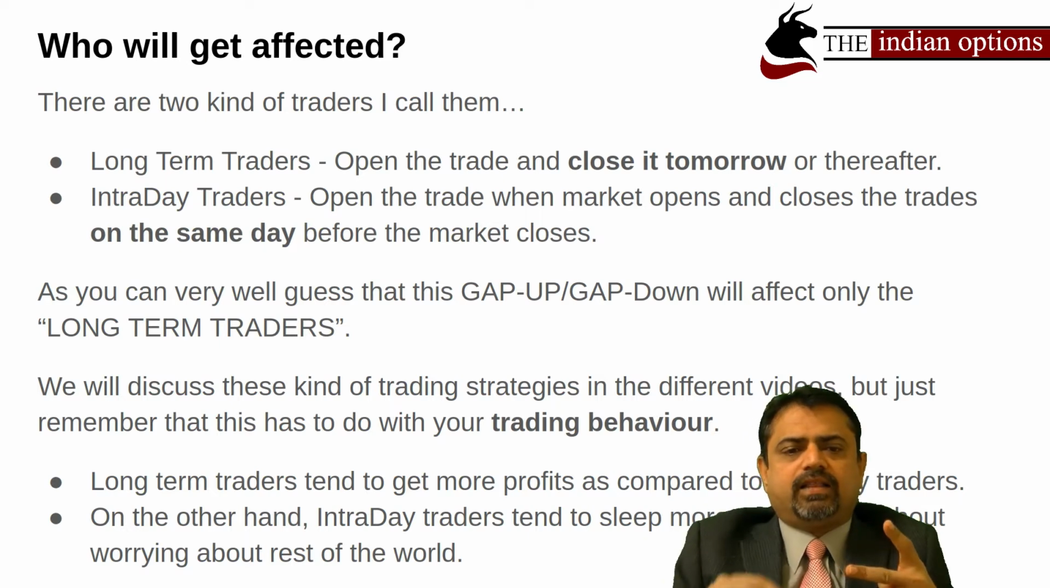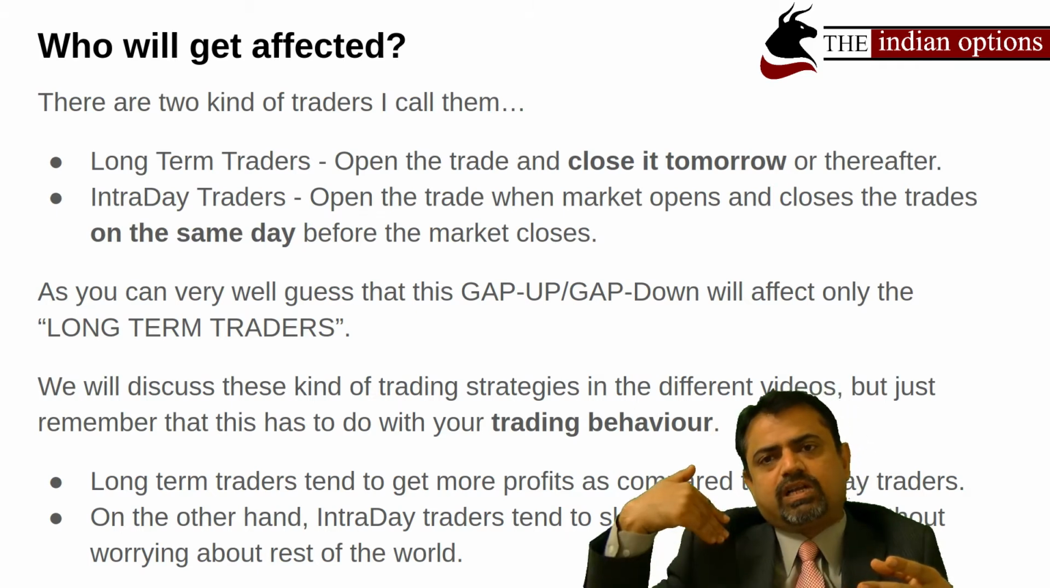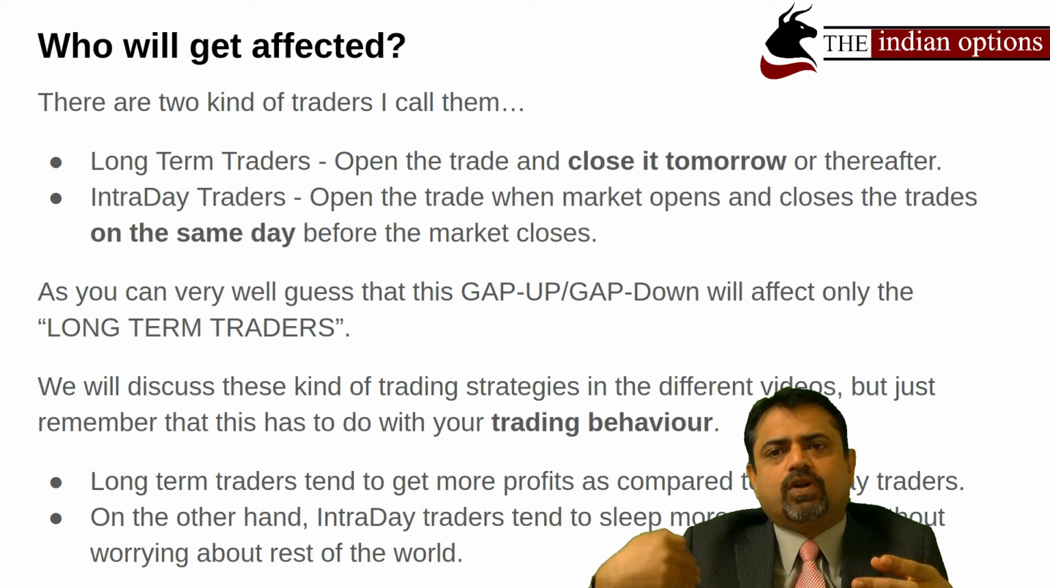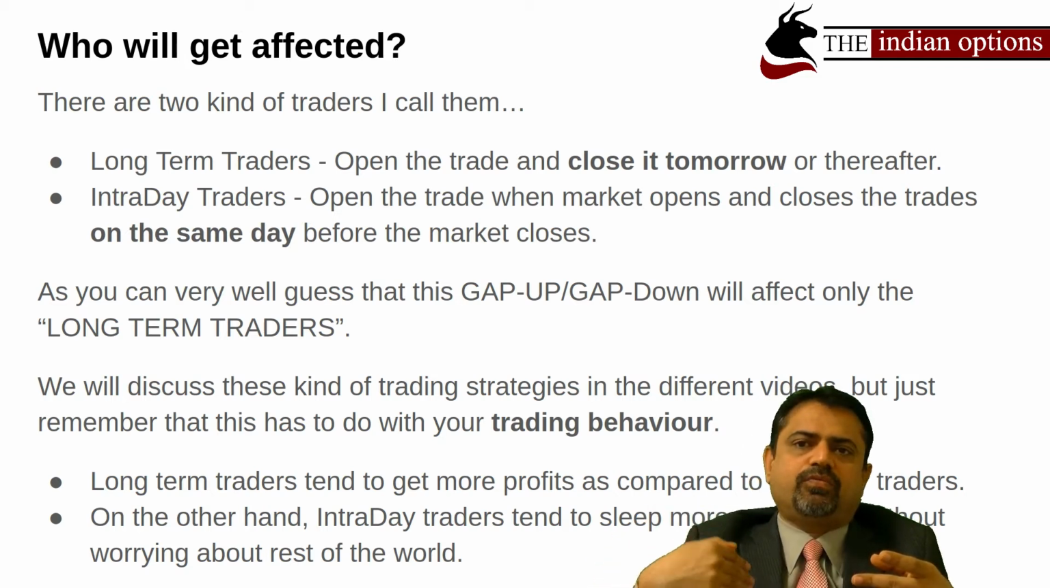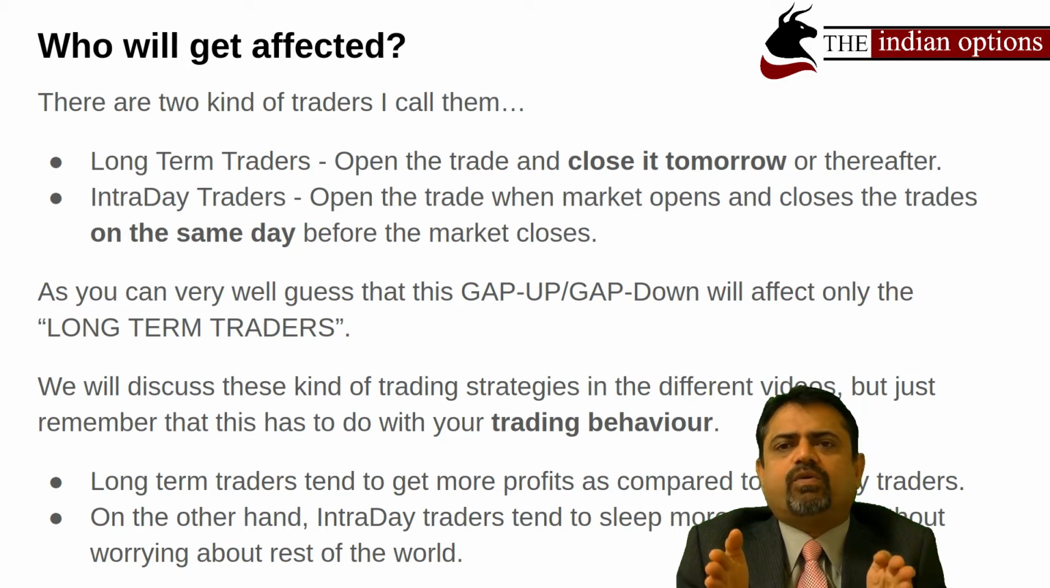And the second kind of trader is the intraday trader. An intraday trader opens all his contracts at 9 o'clock in the morning, or whenever he feels it is a good time to enter the market, and he closes the contracts immediately before the market close, before 3:30 or before 3 o'clock or something. So he just works for the day. He's just a day worker kind of thing.